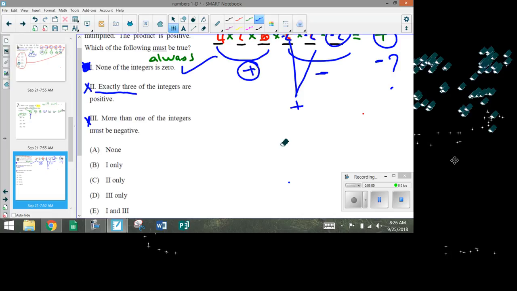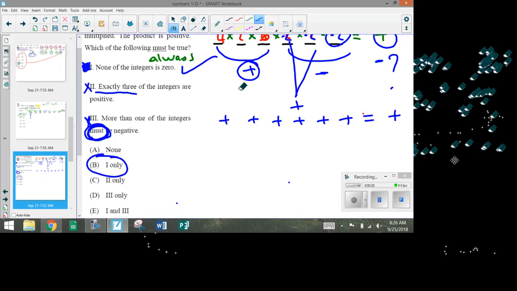Imagine all of them are positive, all 6. The result is still positive. You don't need to make them negative. Because the statement is so clear, it's a must, always. No way. We cannot say that, right? Because this is the only correct answer. Only one is the right answer.